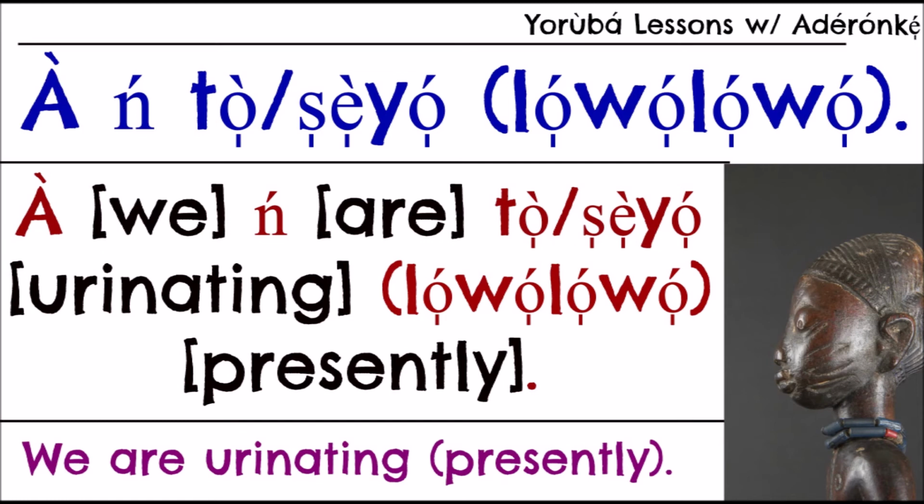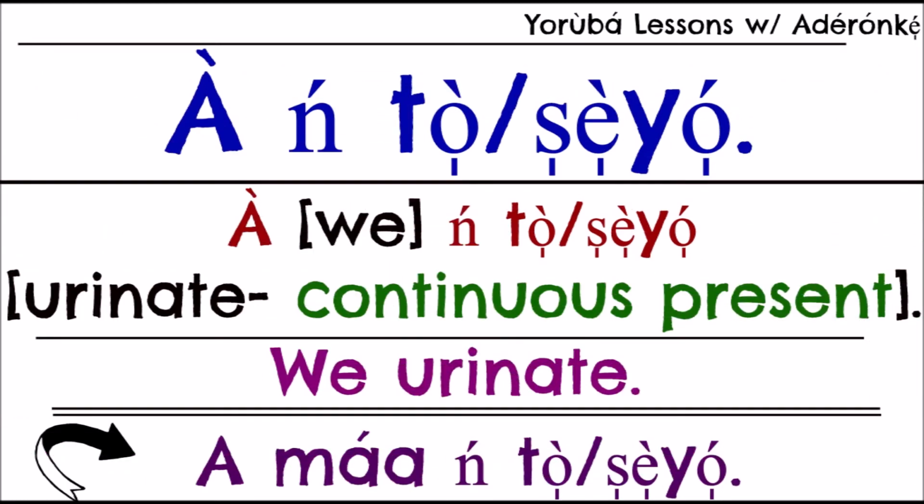Then the next one is we urinate. So anto, you just include the lowo and it becomes anto lowo. Both ways are ways of saying we are urinating presently and we urinate. Anto and sheyo is still correct. But if you include lowo, you're just further emphasizing that something is occurring right now. If you exclude it, you could use it to mean that it's something that happens or it's something that is happening presently. I hope you understand it.